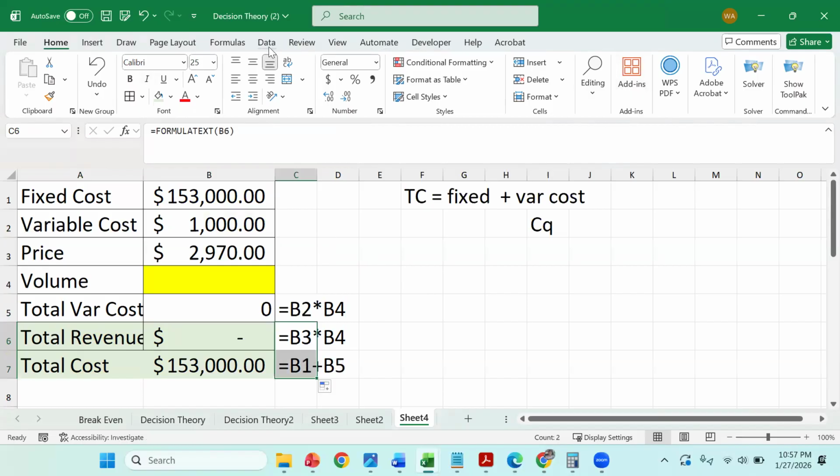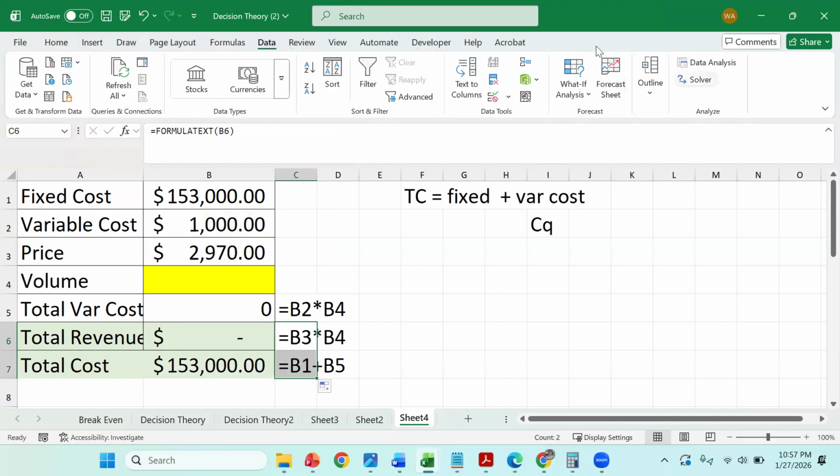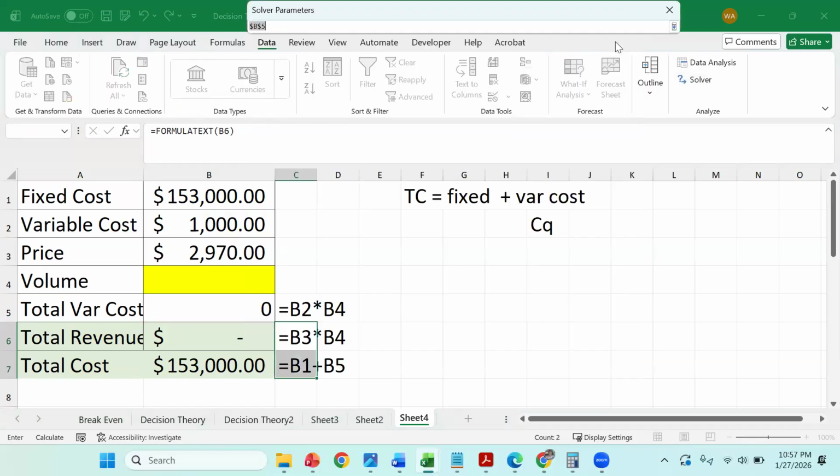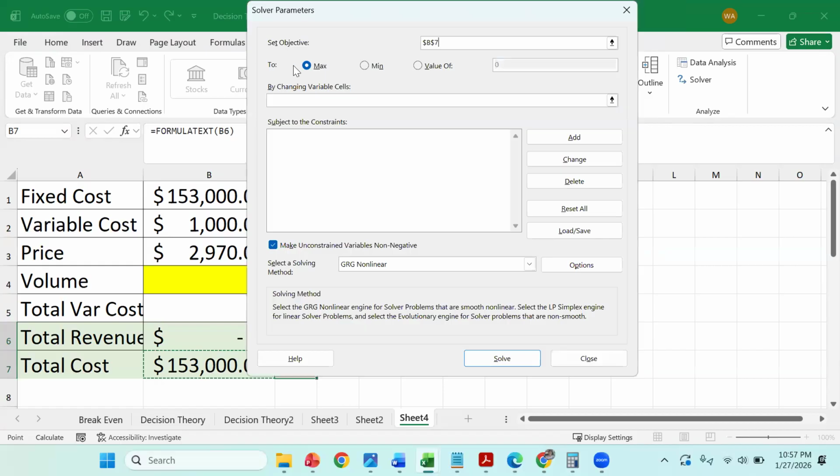So Data, Solver. And I'm going to set my objective function cell equal to my total cost. Okay. That's step one. And since I'm talking about cost, we always want to minimize cost. You don't want to maximize cost. You want your cost to be as low as possible. So I'm going to click on the min function by changing the variable cell.